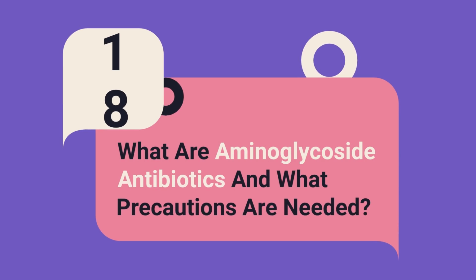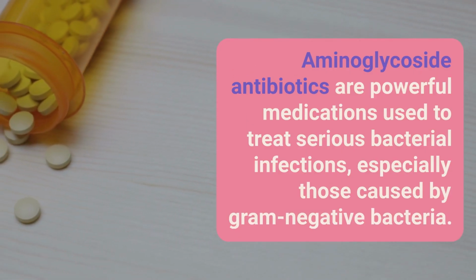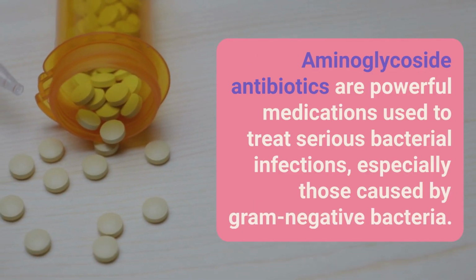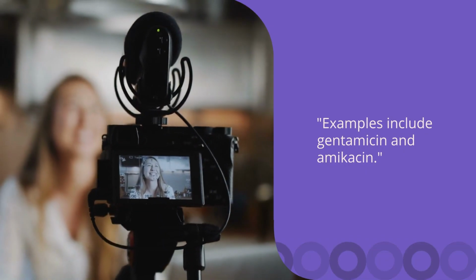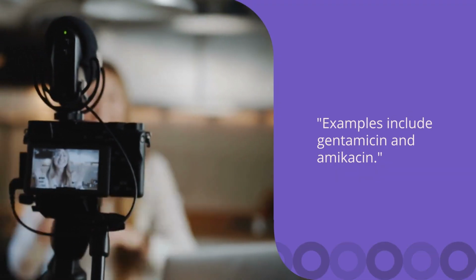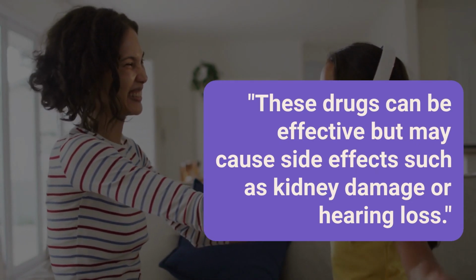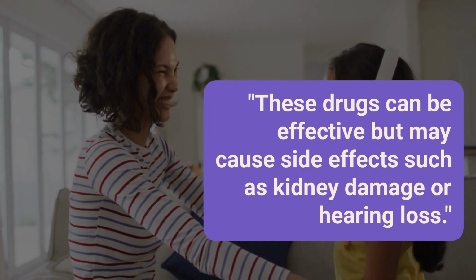18. What are aminoglycoside antibiotics and what precautions are needed? Aminoglycoside antibiotics are powerful medications used to treat serious bacterial infections, especially those caused by gram-negative bacteria. Examples include gentamicin and amikacin. These drugs can be effective but may cause side effects such as kidney damage or hearing loss.